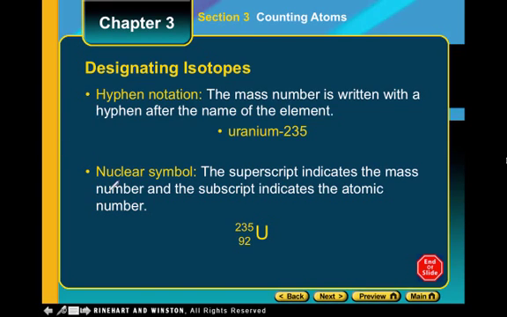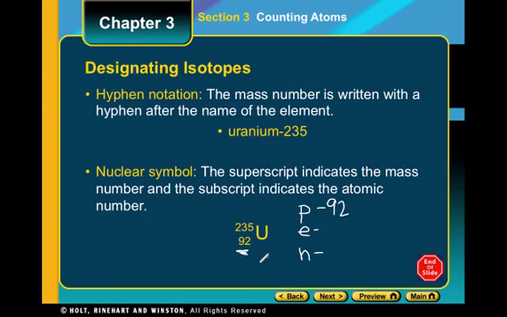So what you need to be able to do is look at these isotopes and tell me how many protons, electrons, and neutrons are there. So how many protons are there in this uranium-235 isotope? No, this is the mass number. No. Number of protons is equal to which number? The atomic number. So what is uranium's atomic number? 92. If you were just given the hyphen notation, you'd have to look up on the periodic table. It's element 92. But since we have the nuclear symbol, it's given to us right here.